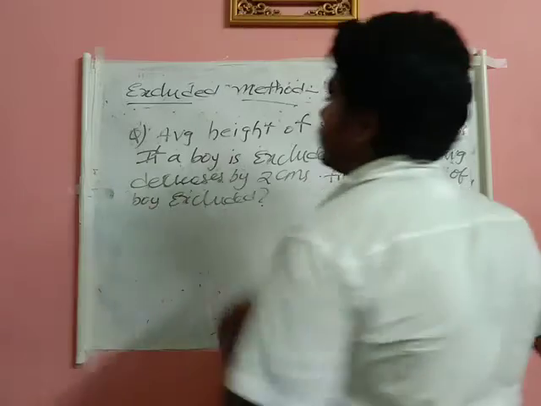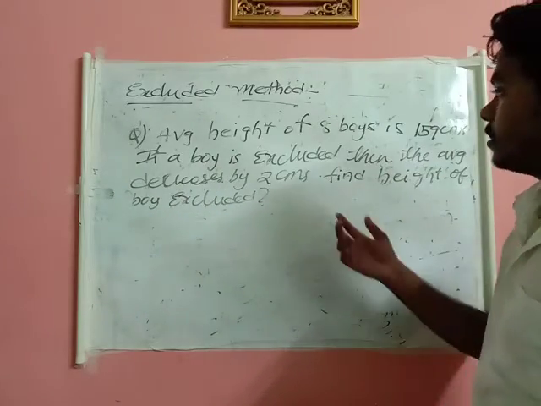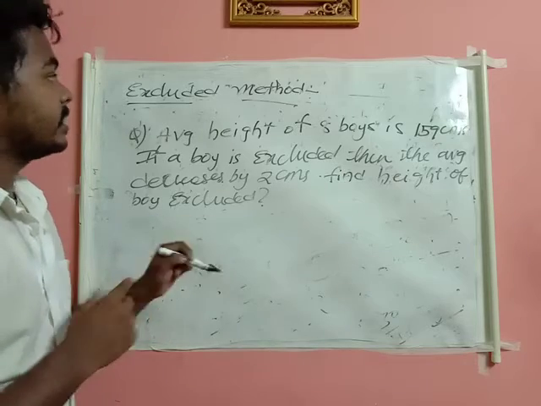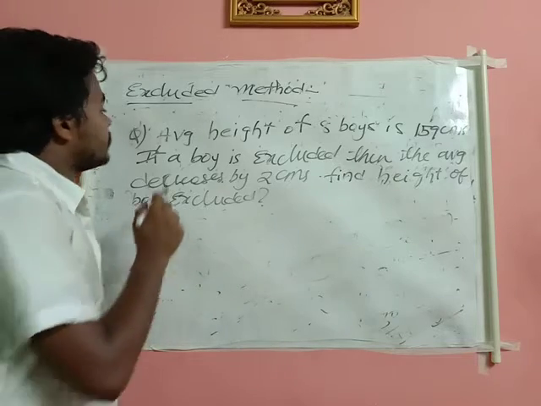So this is the next question of the excluded method. See, this question is very important, because one more concept is hidden in this. Now let me read the question first.